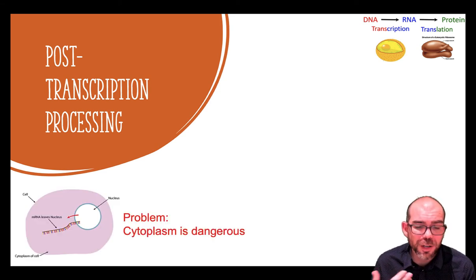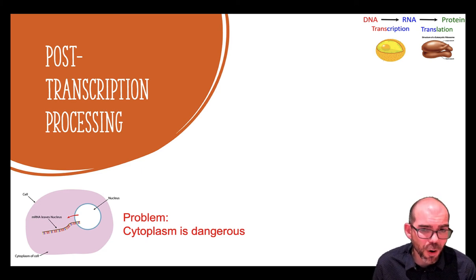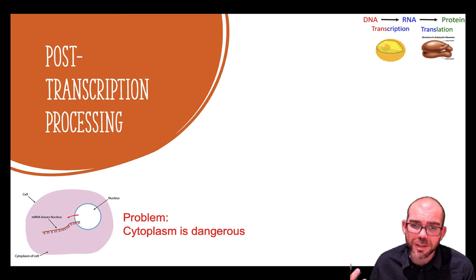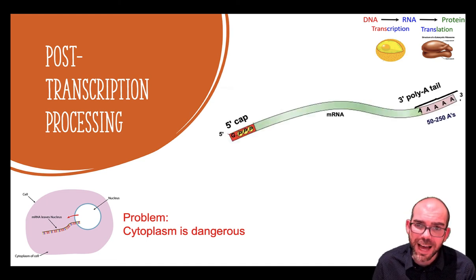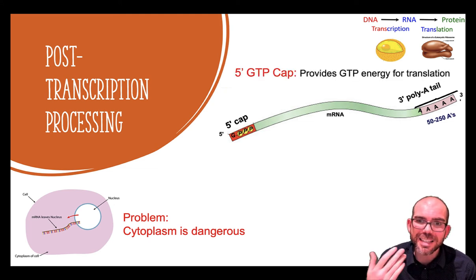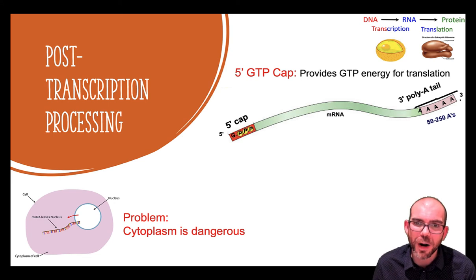Now, before we finish this process, there's one more problem that transcription needs to overcome. That mRNA is going to need to go out into the cytoplasm to be read by a ribosome to produce protein. Cytoplasm is a dangerous place. We don't want our mRNA transcript to get damaged along the way. So to fix that, two things are added to our mRNA. The first is a GTP is added at the 5' end, and this is called a 5' GTP cap. This is going to provide energy for that mRNA. When it goes to the ribosome, it's going to need a little bit of energy to get the process going.